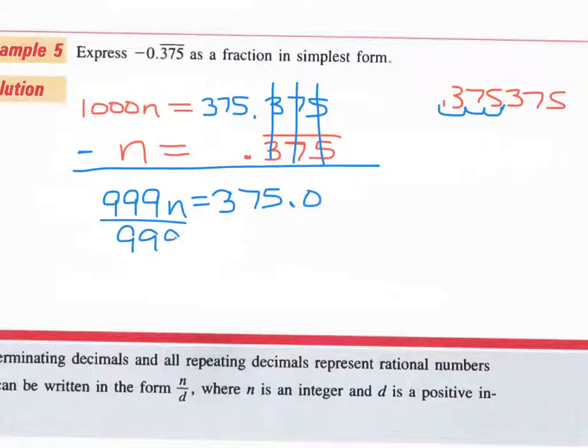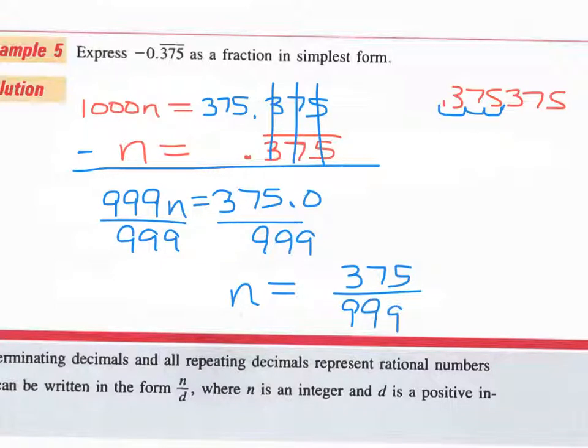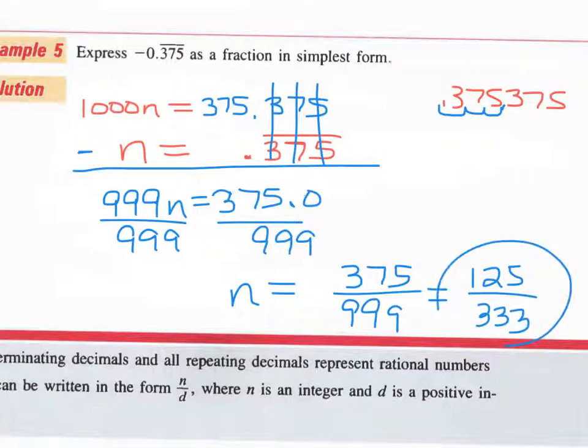Divide by 999. And I get n is equal to 375 over 999. Again, I need to try to reduce, and I can divide them both by 3. 375 divided by 3 is 125. 999 divided by 3 is 333. And that would be the fraction equivalent.